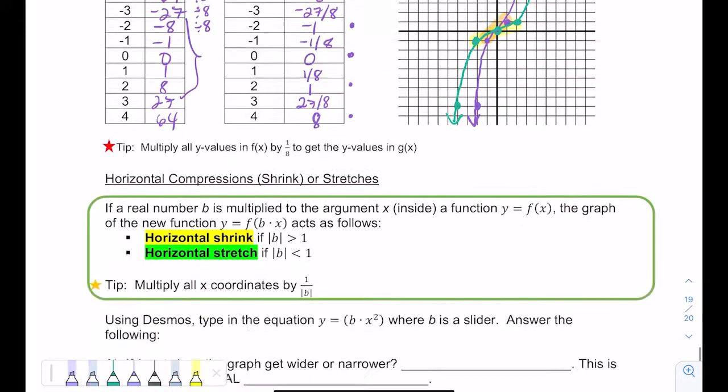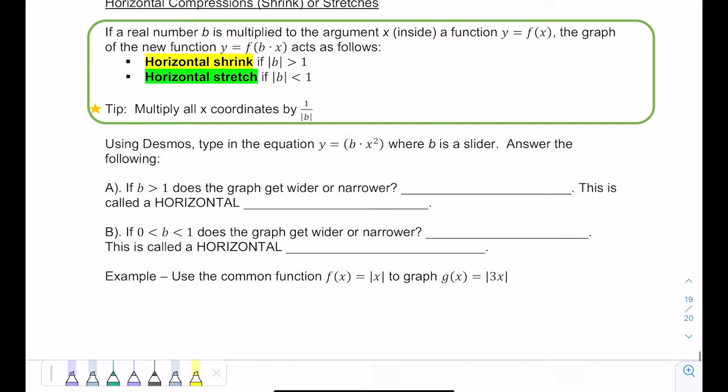Okay, and then the last type of transformation we're going to look at are what's called horizontal compressions, also known as shrinks, or stretches. So this time, again, as with when we did horizontal shifting, it is involving the x value on the inside. So notice that here you've got parentheses and then b times x. It's going to be a horizontal shrink if the absolute value of b is greater than 1, and it's going to be a horizontal stretch if the absolute value of b is less than 1.